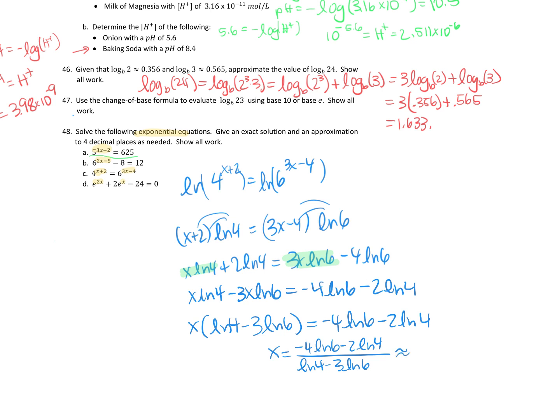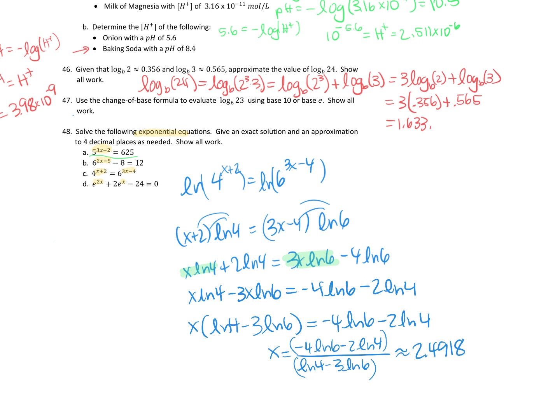So you can just leave it like that, or we can get a decimal approximation. Negative 4 natural log 6 minus 2 natural log 4. And when we type this into my calculator, I need to make sure we have parentheses around the top and bottom. Divided by natural log 4 minus 3 natural log 6. And so I got 2.49176, so 2.4918.